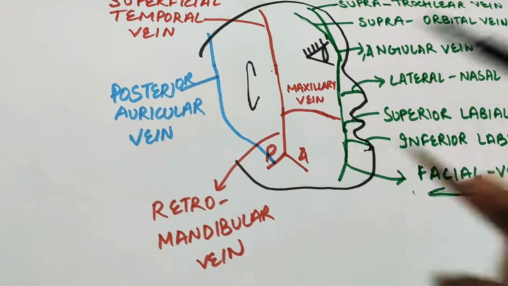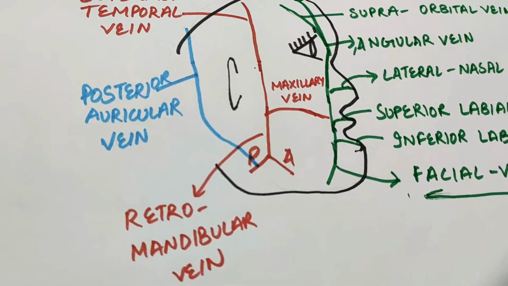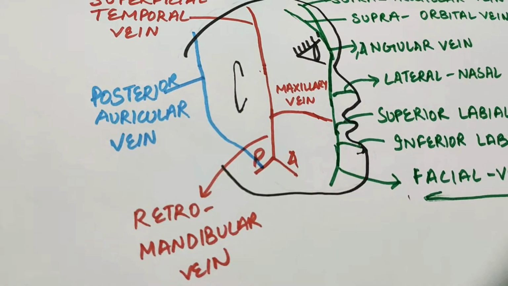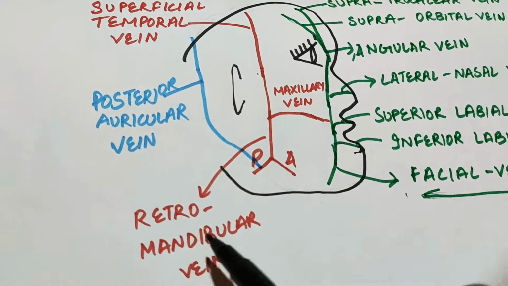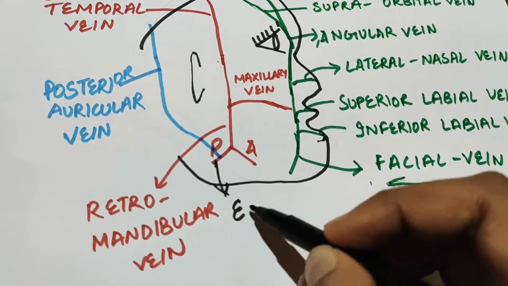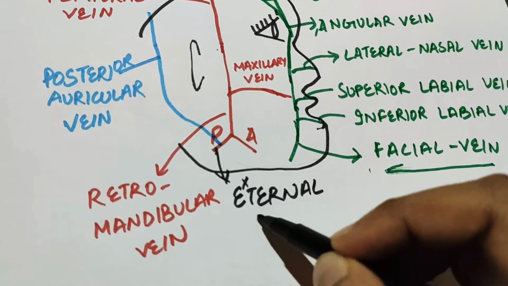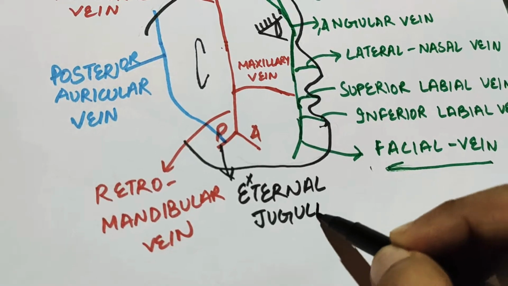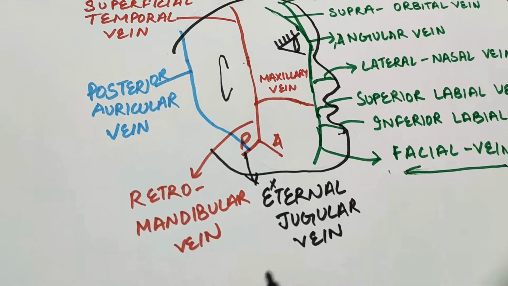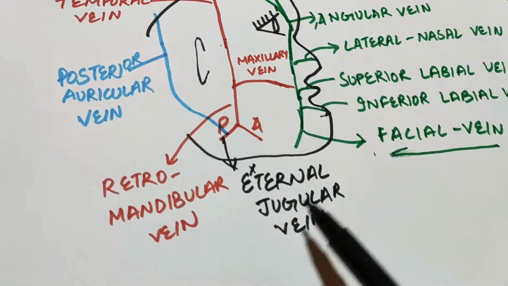So those who are posterior, that is those who are behind, they are out of the game, and those who are anterior or those who are together, they are inside the game. These two are posterior, so they will remain behind, out of the game, and will drain into the external jugular vein.